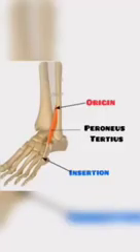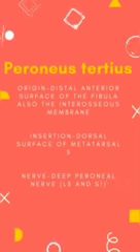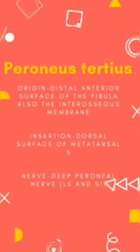Peroneus tertius. It originates at the distal anterior surface of the fibula, also the interosseous membrane. It is inserted at the dorsal surface of the fifth metatarsal. It is supplied by the deep peroneal nerve at fifth lumbar and first sacrum.